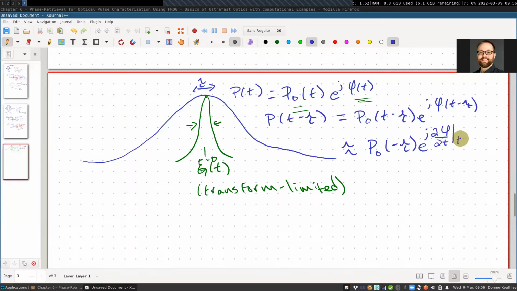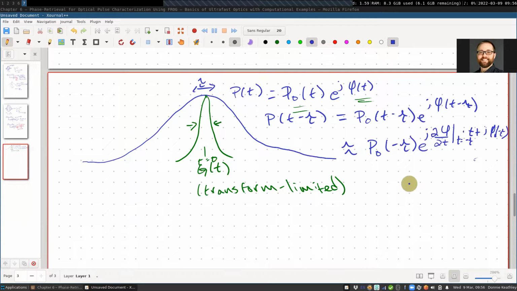Evaluated at t equals minus tau times t, and then plus j phi naught. And that's just going to be some constant offset phase, and that's going to be minus tau, right? So that's going to be whatever constant offset we need at negative tau. It might change as we move this delay tau, right? So we'll let that change.